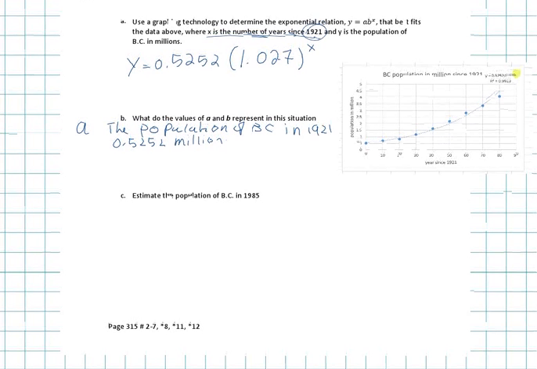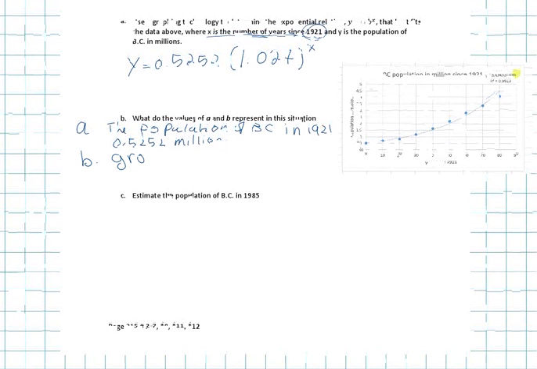How about B? What does B represent? What's the word for B? What do we call this? The growth factor. Factor. So B is your growth factor. What would be your growth rate? How can you find it? Minus 1. So B is your growth factor.